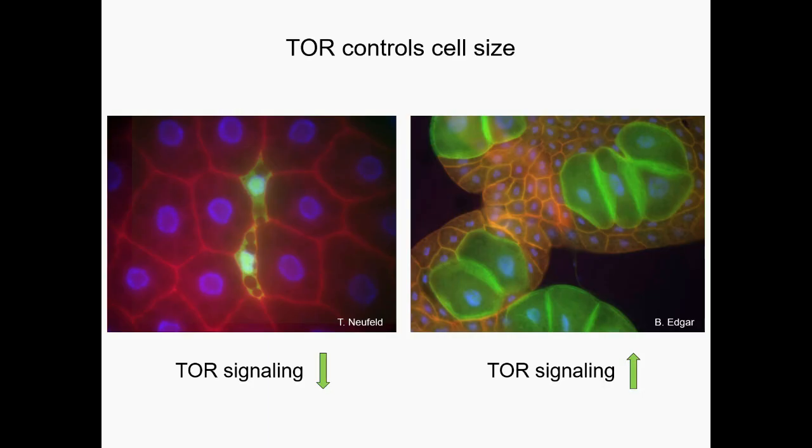Bruce Edgar did the inverse experiment. He hyperactivated TOR, and he gets the inverse result. The cells end up being much larger than the neighboring wild-type cells, again in the fat body of the fruit fly. So the obvious conclusion from this is that the role of TOR is to control cell growth and thereby cell size. And this is largely confirmation of what we had discovered earlier in yeast cells. So cell growth is actively controlled.